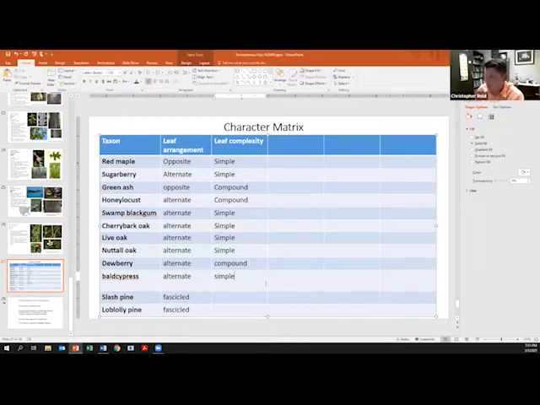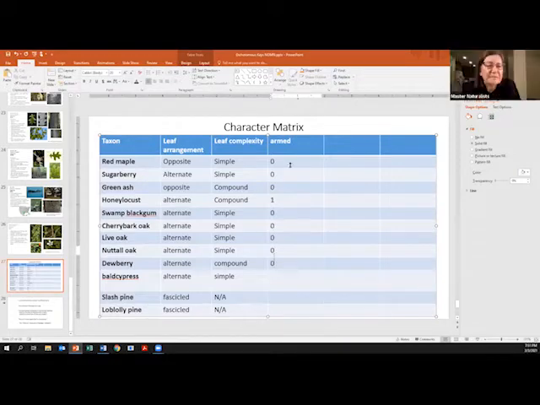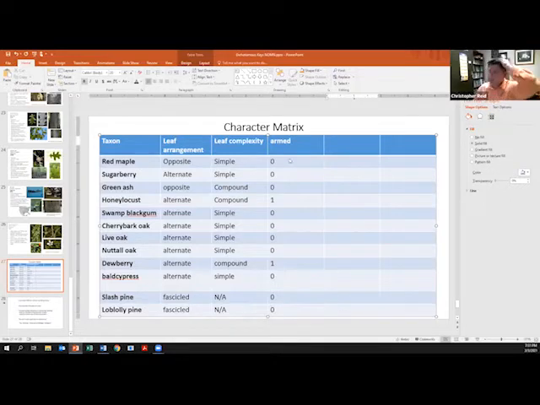Technically simple, and I'm just going to put NA. Nobody ever thinks about that. So armed. With something like that, a presence-absence, you can do 0, 1. Honey locust is heavily armed. 0, 0, 0, 0, 0. Oops. 1, 0, 0, 0. All right. Due to time, I'm going to just cut it here. We could probably come up with some other stuff, but hopefully you see the direction we're going here.